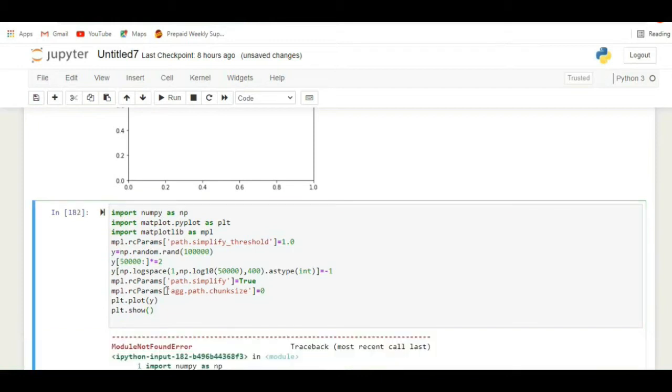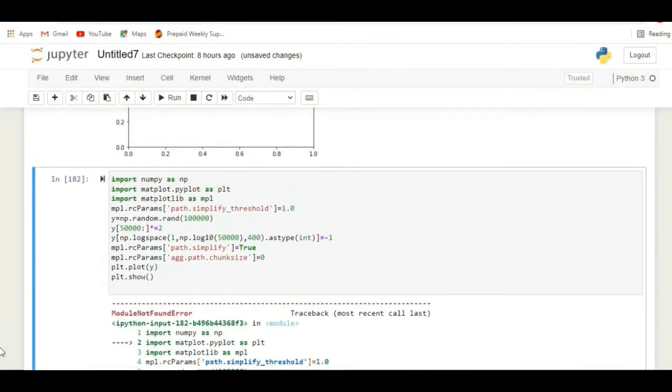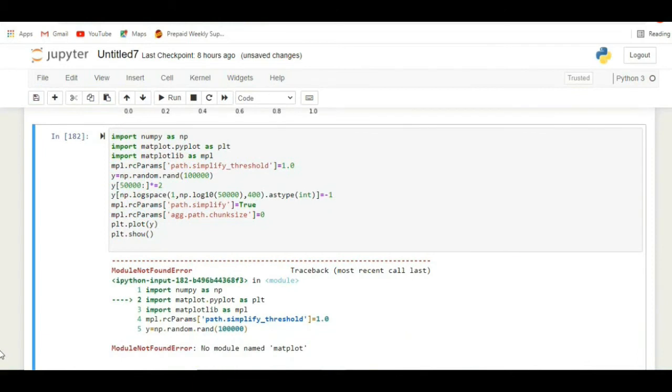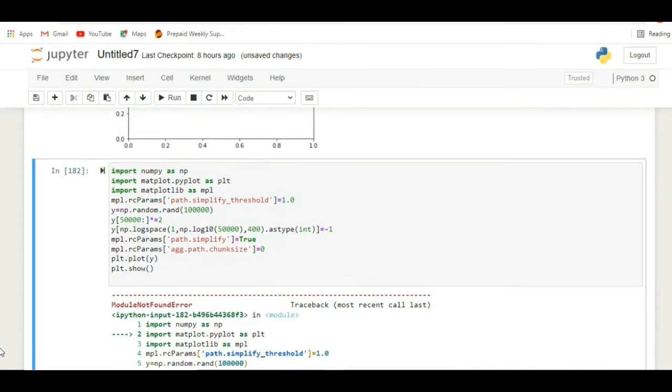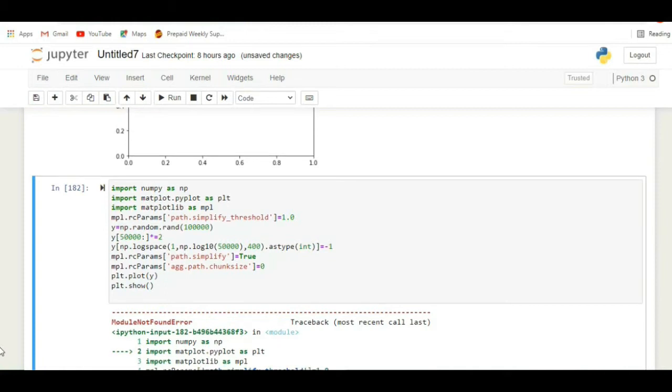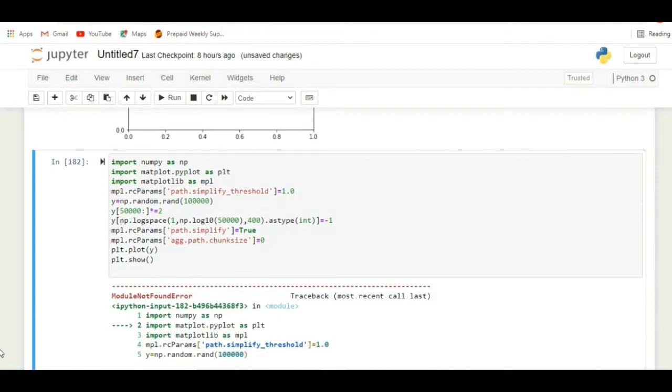Now we shall check it. Yes, there is a problem. The code is not working. Actually, we should write matplotlib; we have written only matplot. Import matplotlib, here is the problem. When you write it, then of course this will work.